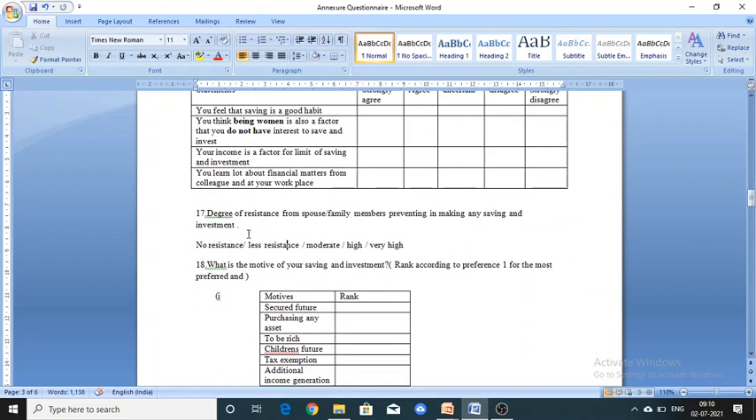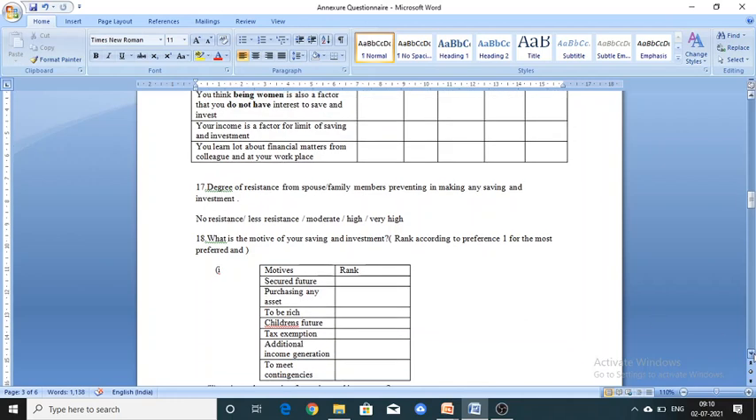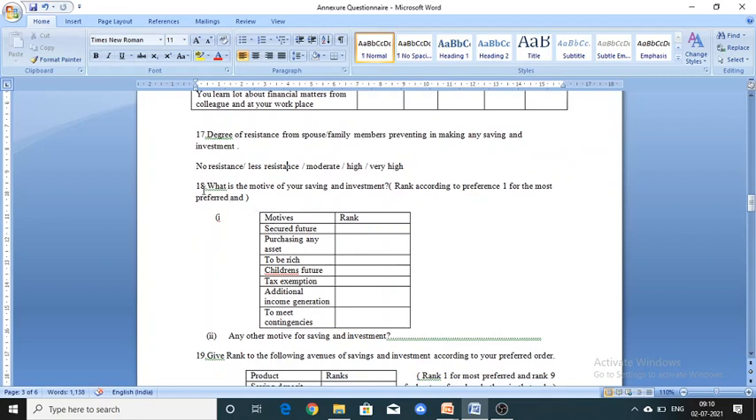Now these are also scale items. See, degree of resistance from spouse or family members preventing in making any saving and investment. So this is again a scale item. Now see this question number 18. What is the motive of your saving and investment? Rank according to preference. Now 1 for the most preferred and so on; 2 for the second most preferred, 3 for the third most preferred. In this way, ranks should be allotted to these motives of saving and investment.